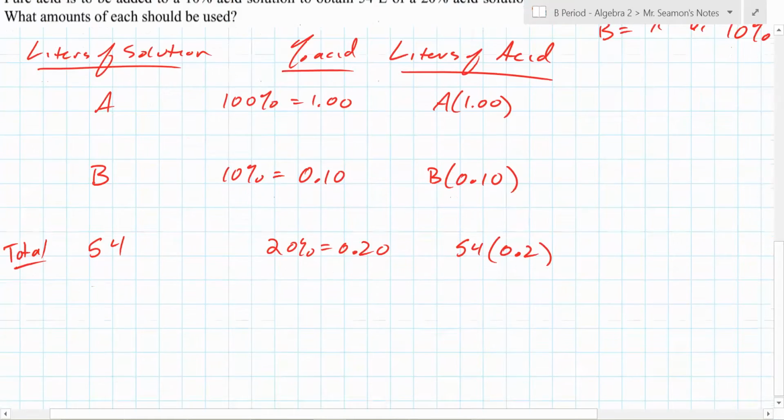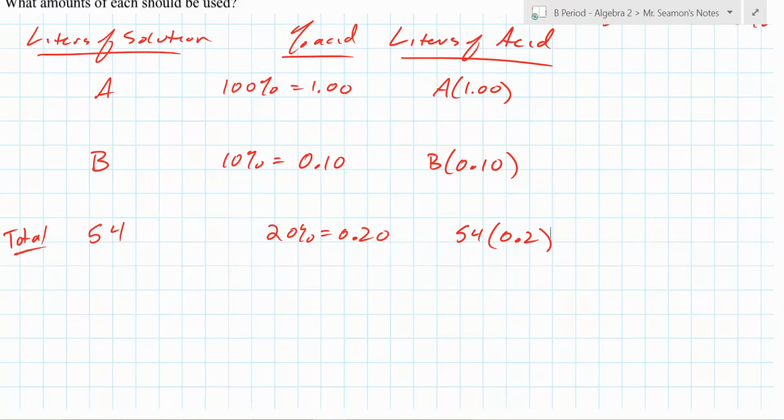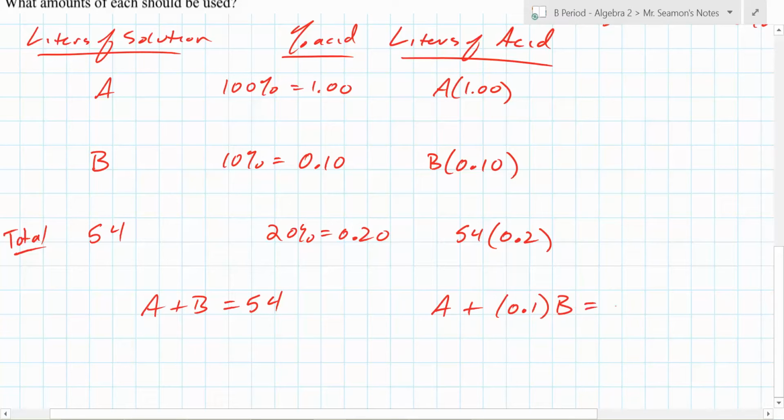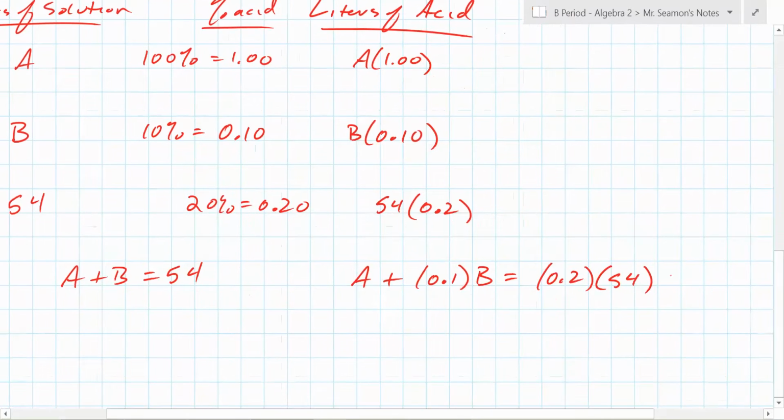0.2, exactly. There are two equations we can make. What's the simplest equation? A plus B equals 54. Bingo. And what's the second equation? X plus 0.1y, or A and B. We called it A and B, but it could be X and Y. A plus 0.1B equals 0.2 times 54, which you could write as 10.8.